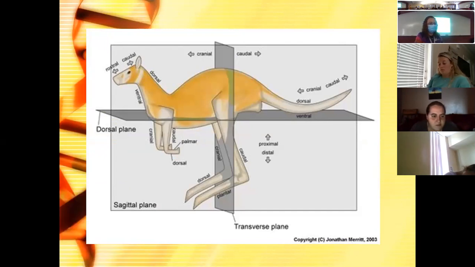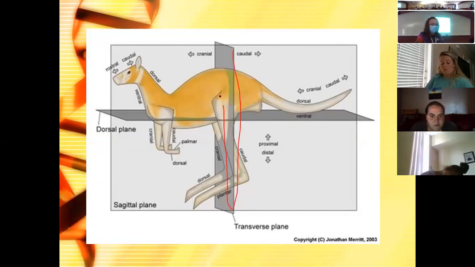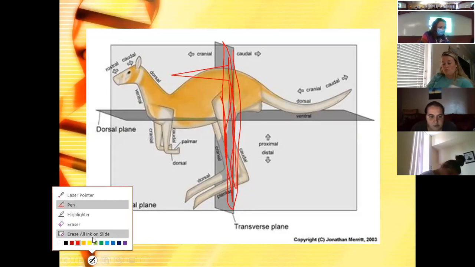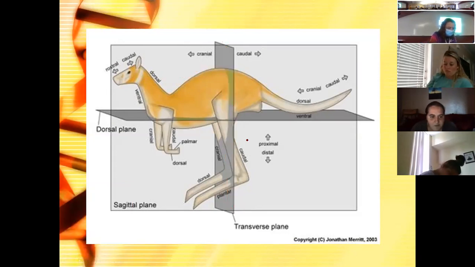All right, so this plane here. Oops, that's terrible. This is going everywhere. Let's make that a little neater. Here.